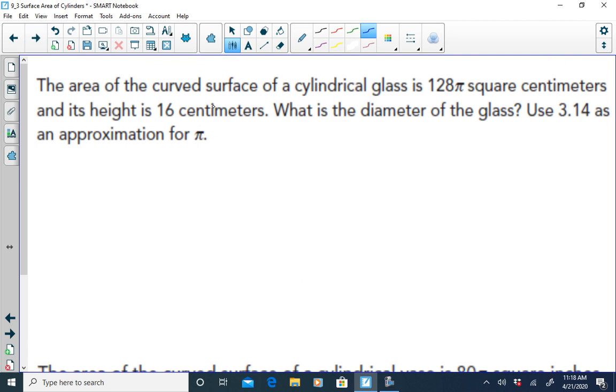The area of the curved surface of a cylindrical glass is 128 pi square centimeters. Its height is 16. What's the diameter of the glass? Use 3.14 as your approximation for pi. Okay. Start by writing your formula. 2 times pi times r squared plus the 2 times pi times r times h.